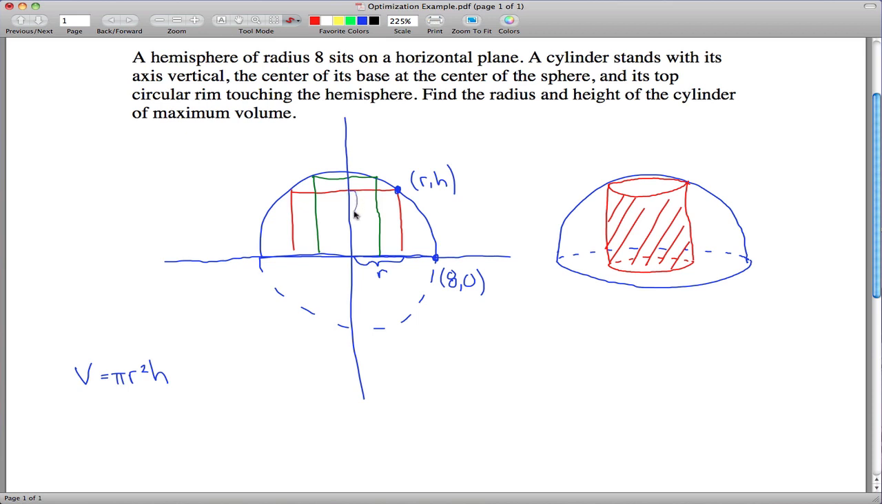This height right here, the y-coordinate, we can think of as h. So that makes this point right here r comma h, and the thing to note about this point is it falls on the circle. You're thinking about it as the corner of the red rectangle, and then realizing that that corner is also on the blue circle. And if you remember the equation for a circle centered at the origin, what you get is x squared plus y squared equals, in this case, 64, the radius of the circle squared. So since our x's are r's, we can say r squared plus h squared equals 64.